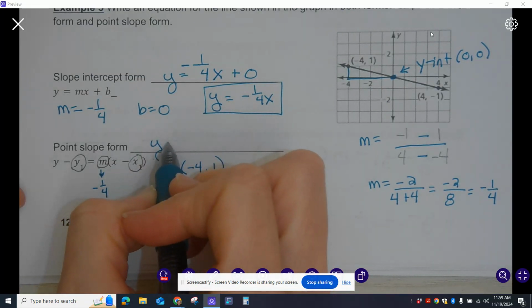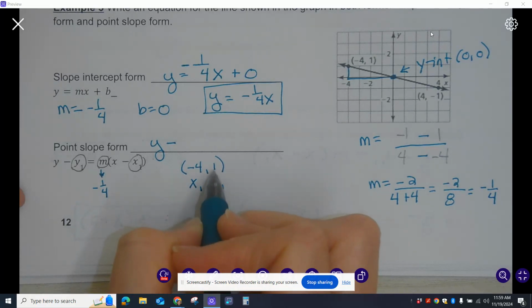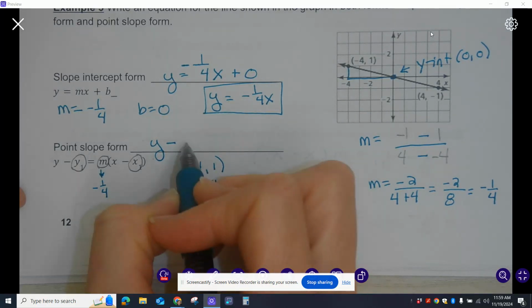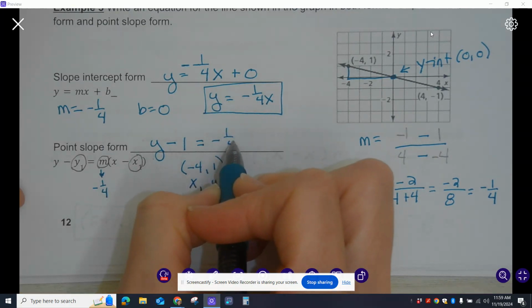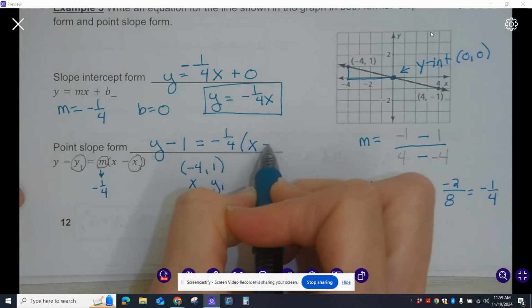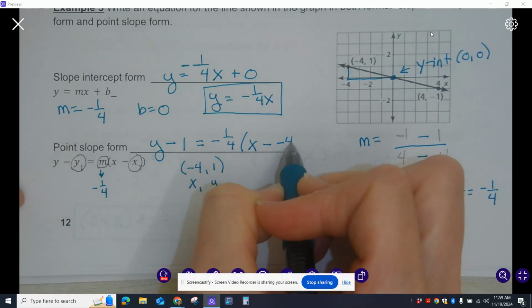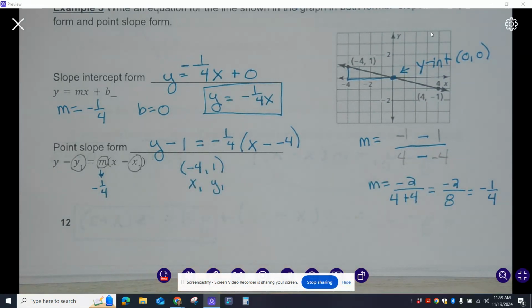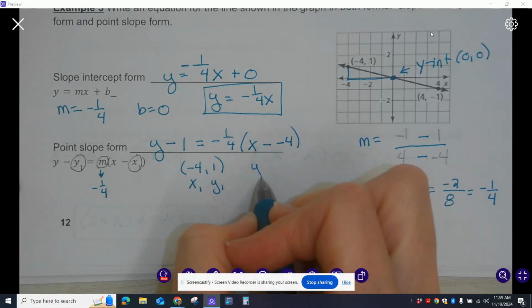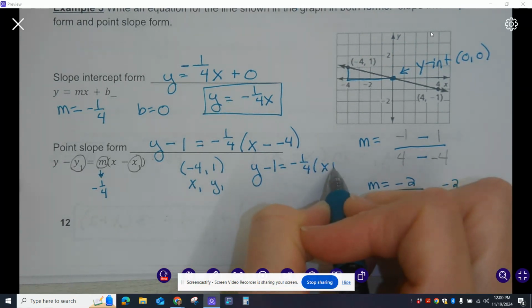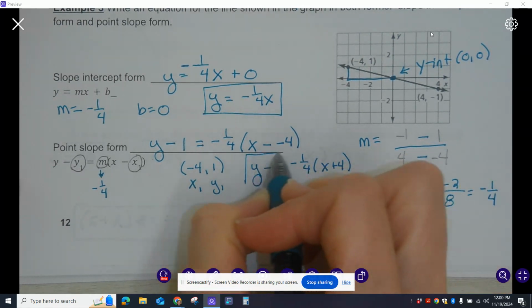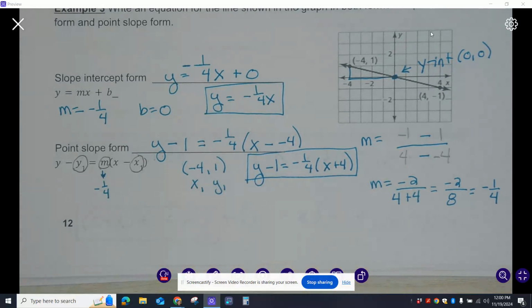So y minus y1, my y1 is 1, equals m, my m is negative 1/4, x minus, what's my x? Negative 4. Okay, one last step. Minusing a negative is the same as adding, so I'm going to write this as y minus 1 equals negative 1/4 x plus 4. Okay, that is an equation in point slope form.